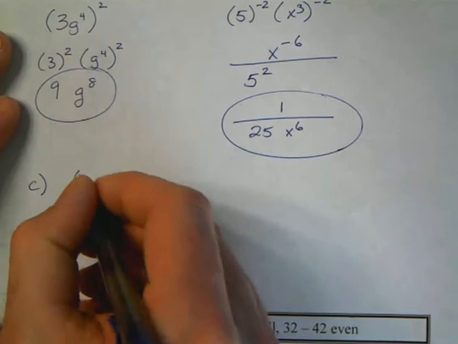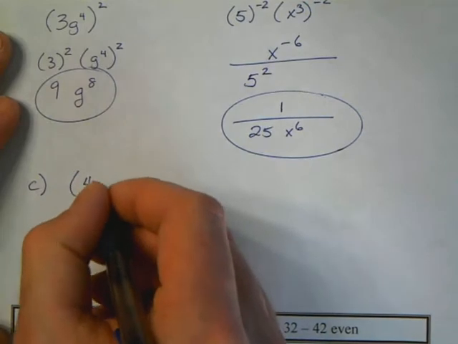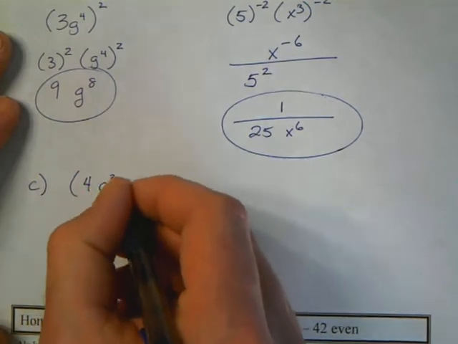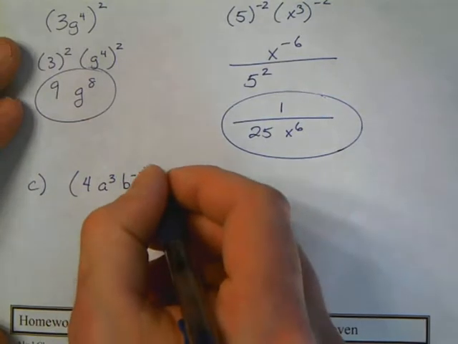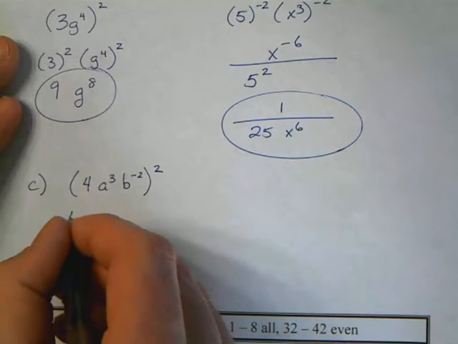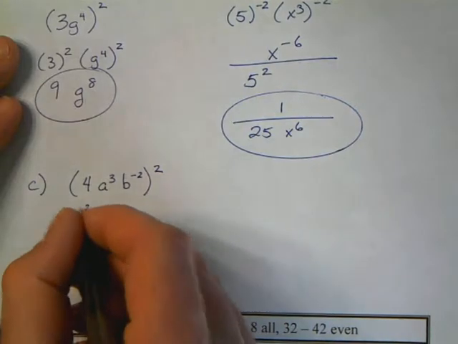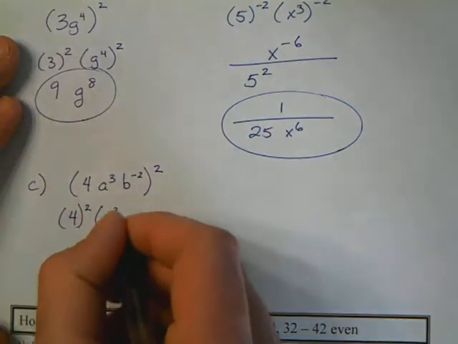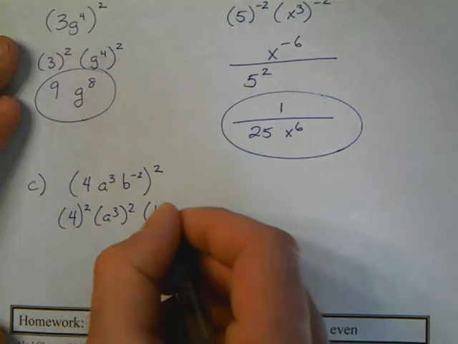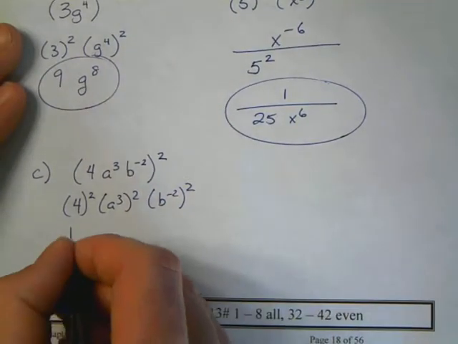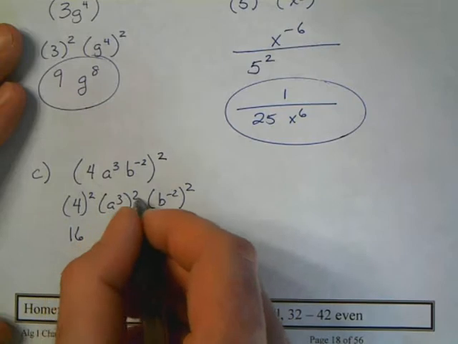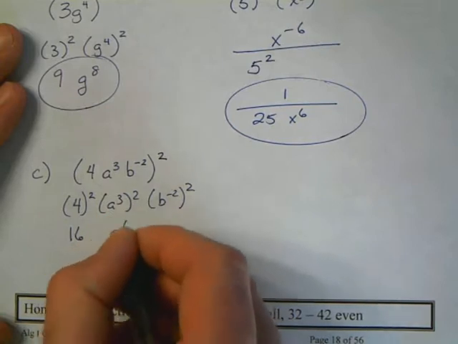Let's look at a final bonus problem at the bottom here in this blank space that we have. We'll call it problem C. Let's say we have (4a to the third, b to the negative 2), and we're going to take this whole thing and raise it to the second power. Well, that's 4 squared, (a cubed) squared, and (b to the negative 2) squared.